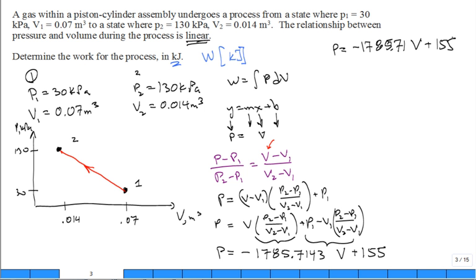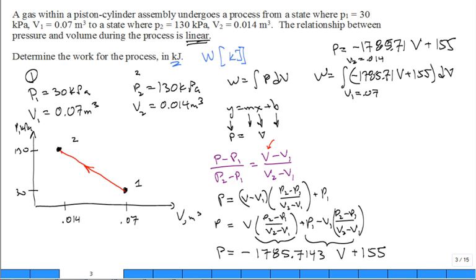Now that I have an analytic expression, I just stick it into the equation, so the work is equal to the integral of negative 1785.71 V plus 155. We're going to integrate that with respect to V going from the lower limit. Where do we start? Do we start at V1 equal to 0.07 and end at V2, which is 0.014? Or does it matter? Can we just switch the limits?